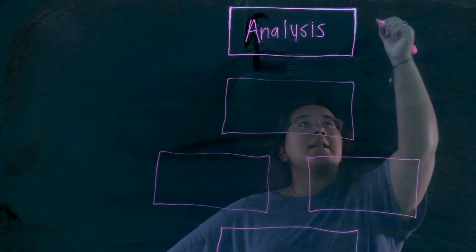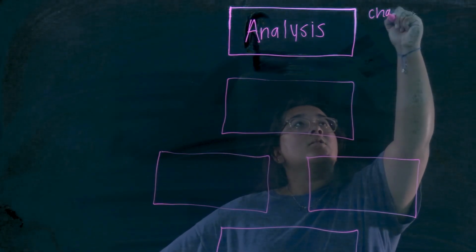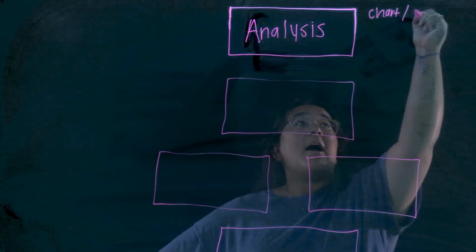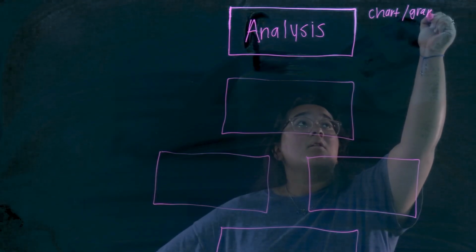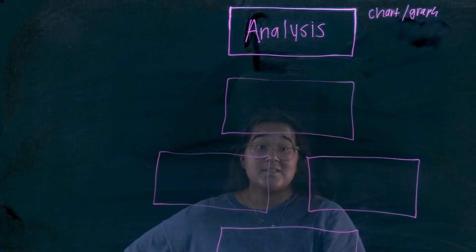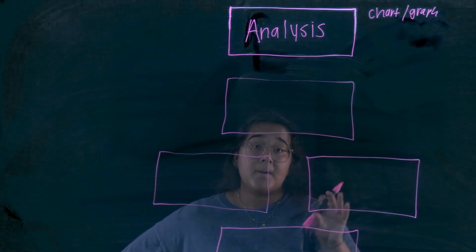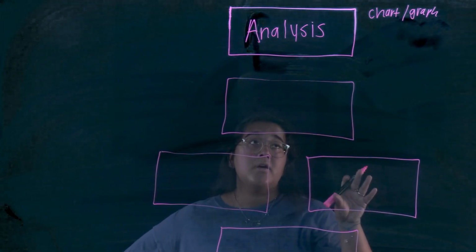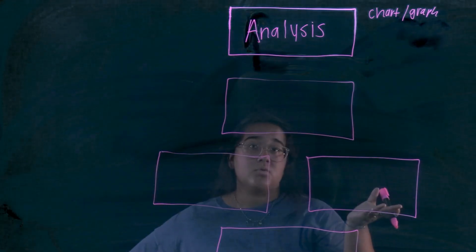So I want to see some kind of chart or graph. For this experiment, I'd probably want to see a chart of observations and then a graph compiling that data for visual reasons.